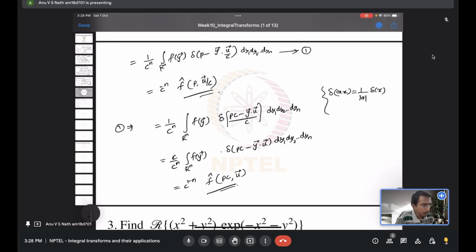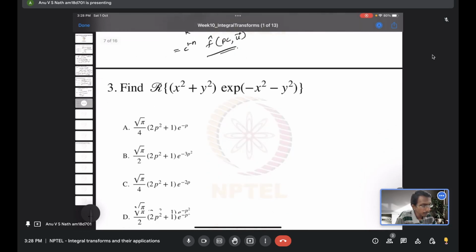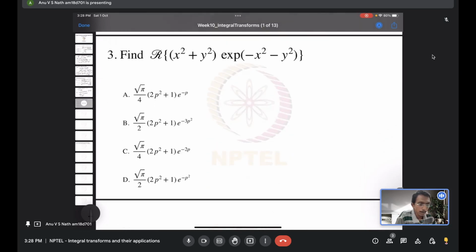If it is clear, we will move to the next problem then. Find the Radon transform of the function x square plus y square times exponential of minus x square minus y square. Like we have seen in the earlier problems, you can use the basic definition, and then you can find which one is the answer. I'll wait for a moment for you to try this out, and then I'll explain how to do this.